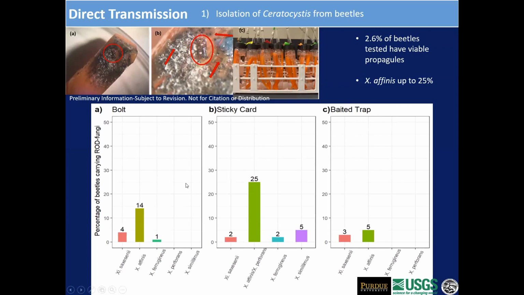And so you can see generally, so this is the percentage of beetles carrying ROD fungi. Across the board through all 3 different collection methods, about 2.6% of all the beetles tested had viable propagules. But when you looked at individual species, you can see Xyloborus affinis really stuck out as more likely to have Ceratocystis propagules on its body.